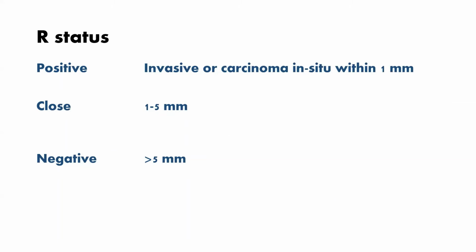Then what we call a positive margin is when you have tumor which has been cut through, when the surgeon has cut through the tumor, and that is when you have invasive carcinoma or carcinoma in situ at margin or within 1 millimeter. Close is regarded by convention as 1 to 5 millimeters. I'll just briefly discuss a little bit more about it. And negative margins or clear margins are more than 5 millimeters. So this is something which is a standard traditional status of the margins.